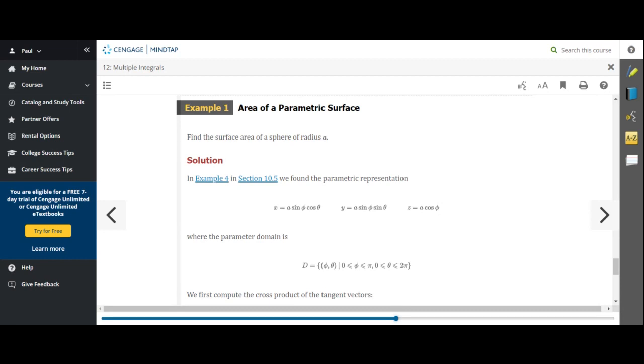So, to use this formula that we just learned, we need to know the vector function r. We need to know its parameterization. Well, now that we know that, are there any questions so far before we move forward?